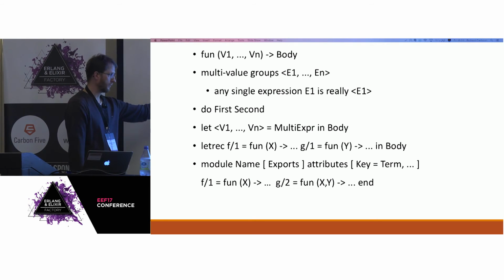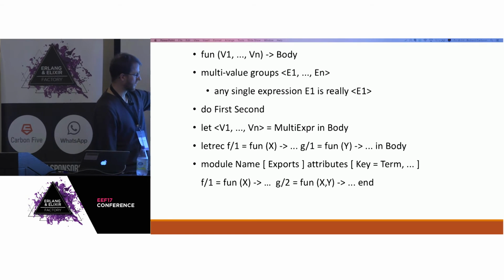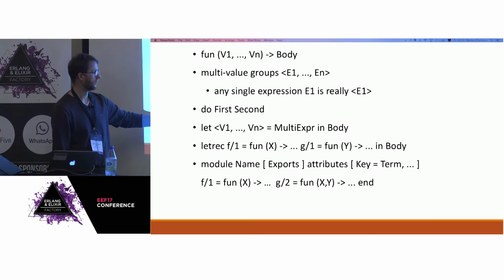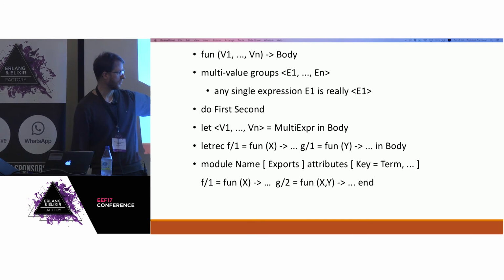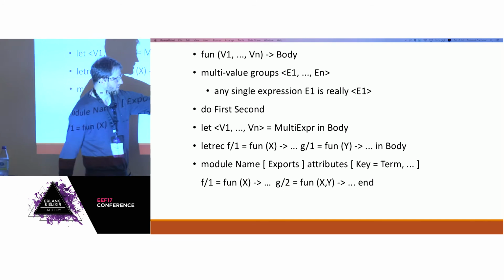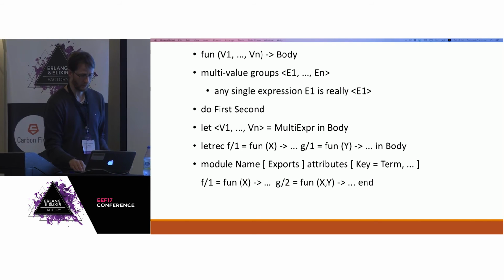And then there are modules. Now, a module in core Erlang is really a letrec. It's a bunch of possibly mutually recursive functions. And with a keyword module, you name the module, you list which of these are exported. You can list a bunch of attributes, and that's it. That's a module.